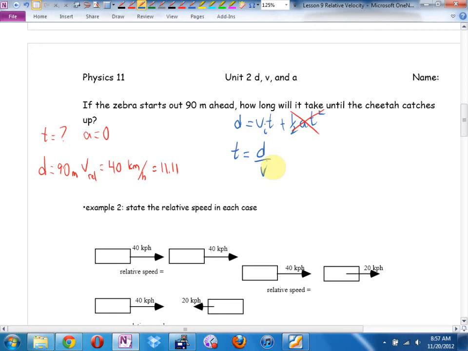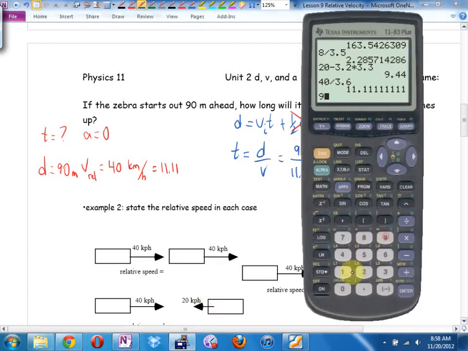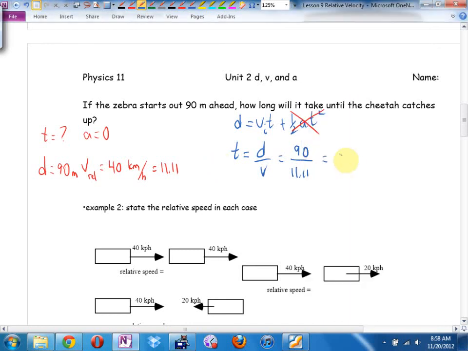Why did I scratch out the half, the a and the b? What's 0 times a half times t squared? Still 0, right? The displacement is 90. Velocity is 11.11. 90 divided by that there. Oh, 8.1 seconds till lunchtime.